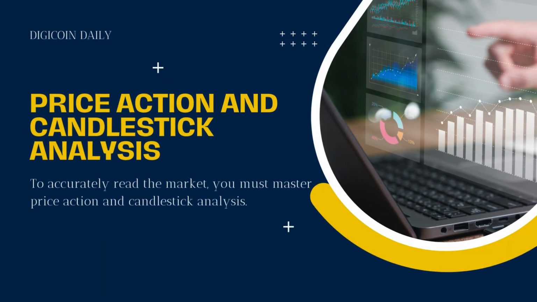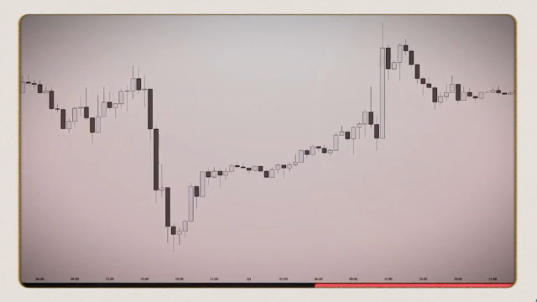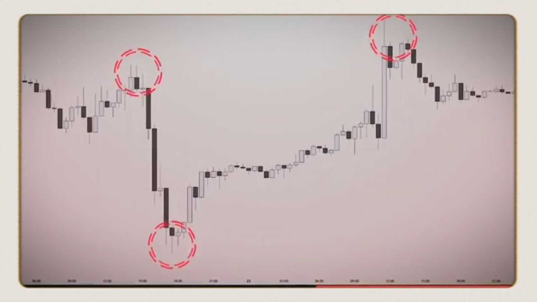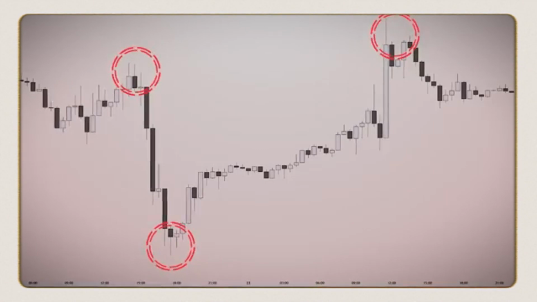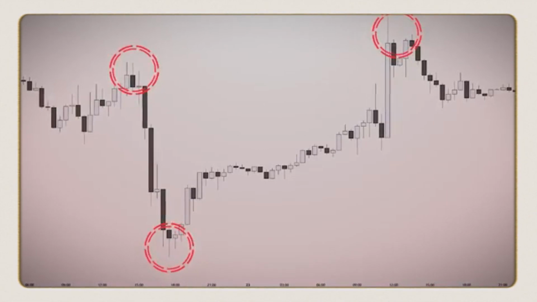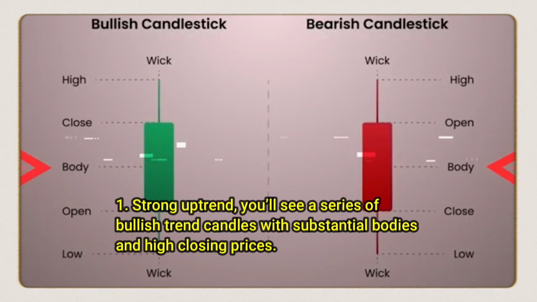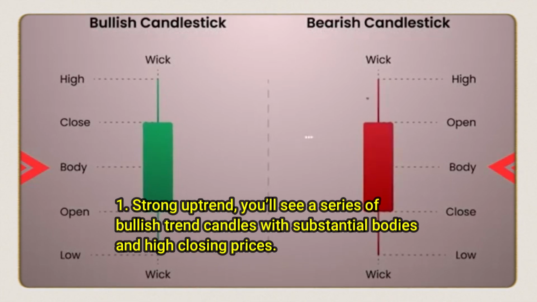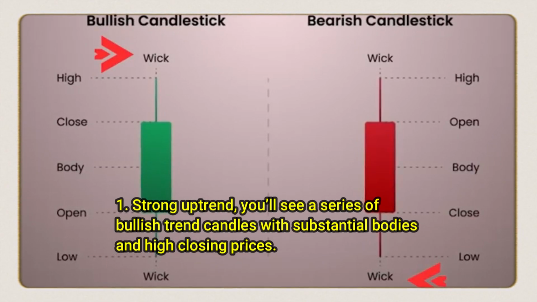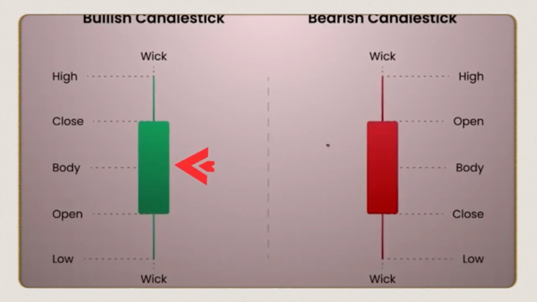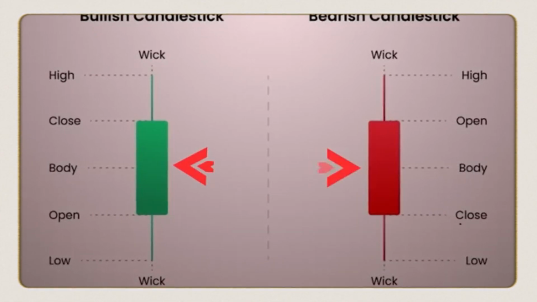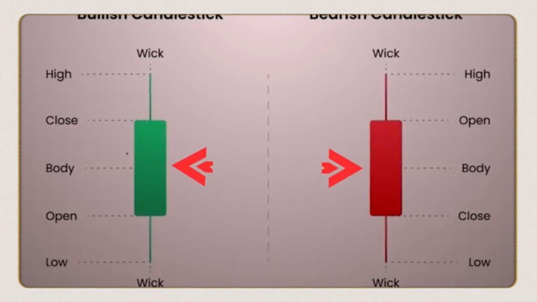Price action and candlestick analysis. To accurately read the market, you must master price action and candlestick analysis. By understanding market momentum through candlesticks, you gain an edge over many traders. It's straightforward. The candlestick body represents the opening and closing prices. The wicks show the highest and lowest prices reached during that period. Bullish candlesticks, closing price higher than the opening price. Bearish candlesticks, closing price lower than the opening price.